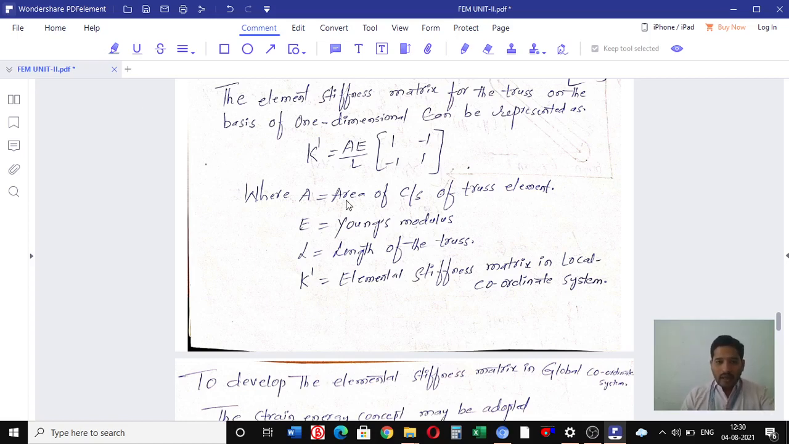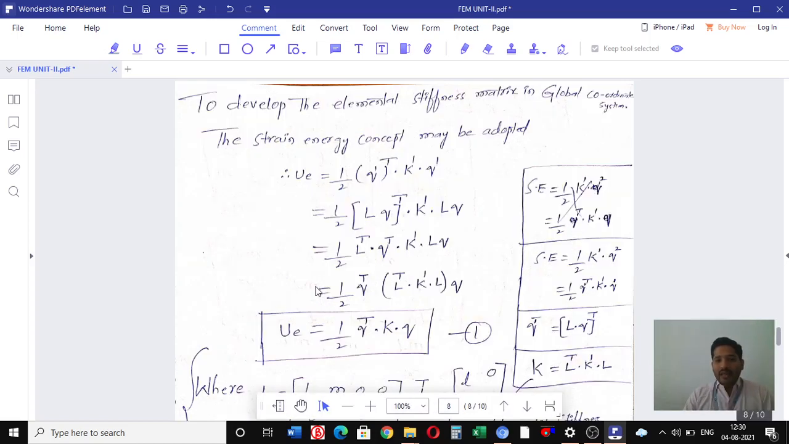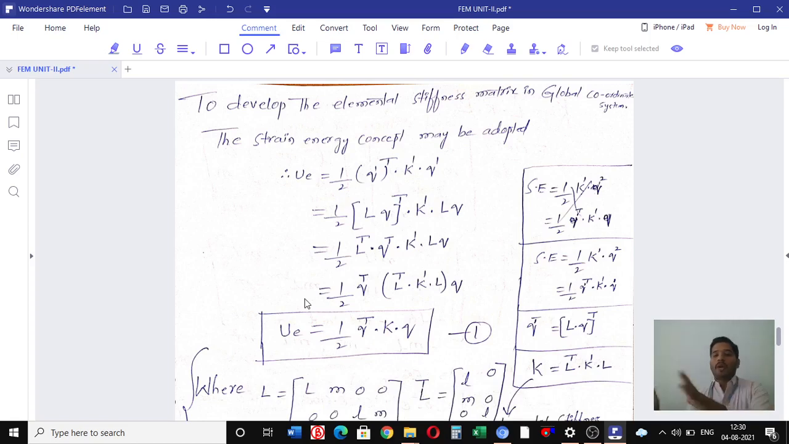So this A, what can we say here? A is nothing but the area of cross section of a truss element. E is nothing but Young's modulus, or modulus of elasticity, and L is nothing but the length of the truss member, and K dash represents the elemental stiffness matrix in a local coordinate system. Clear?